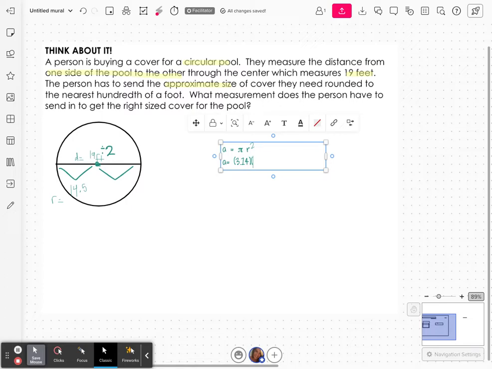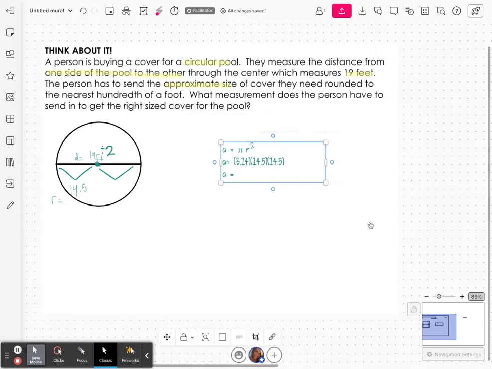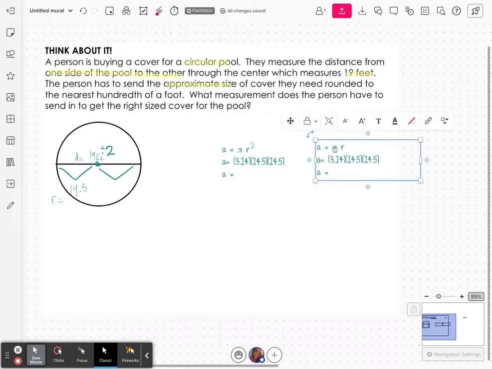Then I'm going to multiply it by 14 and 5 tenths squared. So that's 14 and 5 tenths times 14 and 5 tenths. And now I can solve. So I'm going to come over here and solve for 14 and 5 tenths times 14 and 5 tenths, because that's 14 and 5 tenths squared.